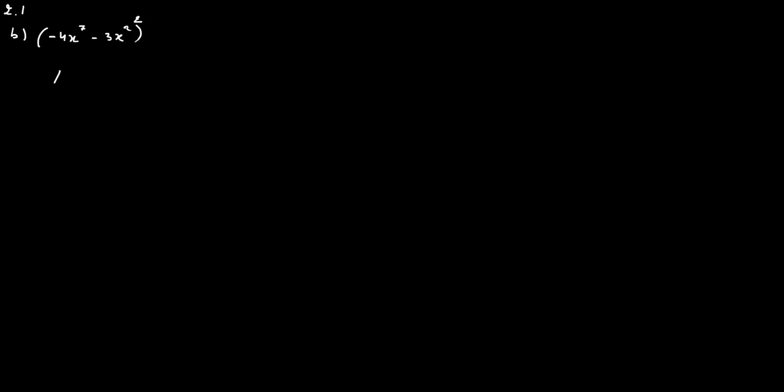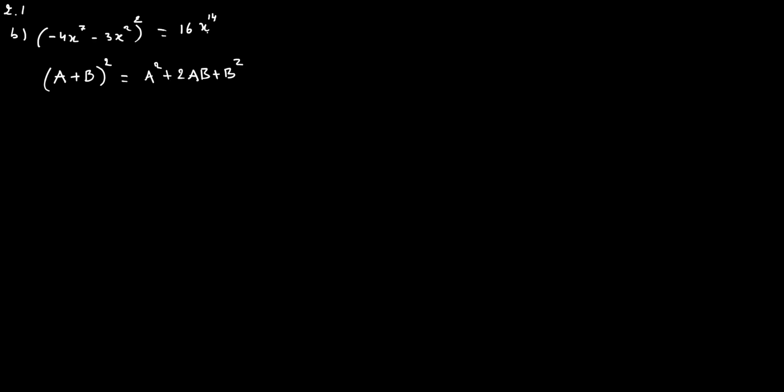It just follows the logic of a plus b squared is just a squared plus 2ab plus b squared, right? So we can pretty easily follow this. So if this is a, let's square it. So what do we get? Minus 4 squared gives you 16. x to the power of 7 squared gives you x to the power of 14.